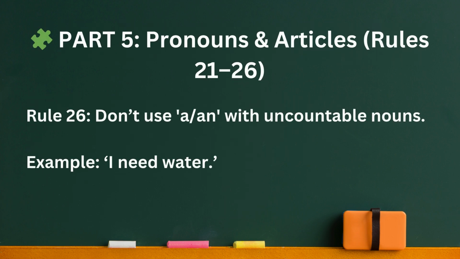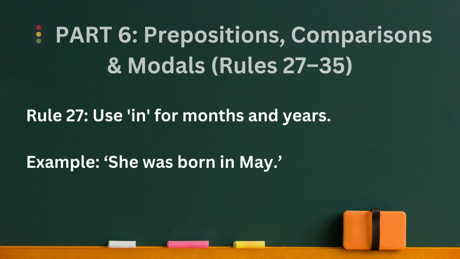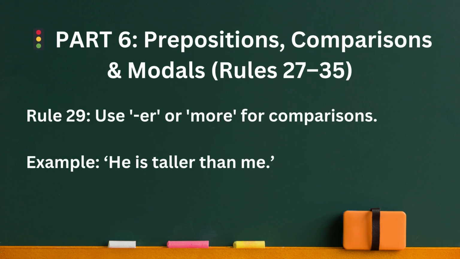Rule 26: Don't use a and an with uncountable nouns. Example: I need water. Rule 27: Use in for months and years. Example: She was born in May. Rule 28: Use on for days and dates. Example: We met on Monday. Rule 29: Use er or more for comparisons. Example: He is taller than me.